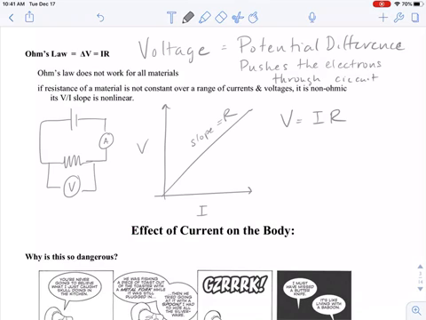We also use this as evidence for V equals IR, which is called Ohm's Law, the relationship between voltage, current, and resistance. Okay, I'm going to pause and give you a chance to review these notes, and then you can go on to section 2.